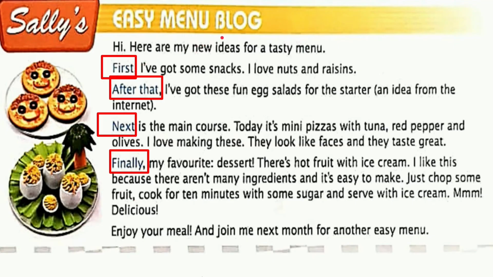Do you still remember how to write a blog? You can start off with, "Here is my new idea for a tasting menu," and then you can continue with first, then after that, next, finally, to let us know you have 4 types of food, right? Snacks, starter, main course, and dessert. Sequence all 4 types of your food using the sequence connectors: first, after that, next, and finally.